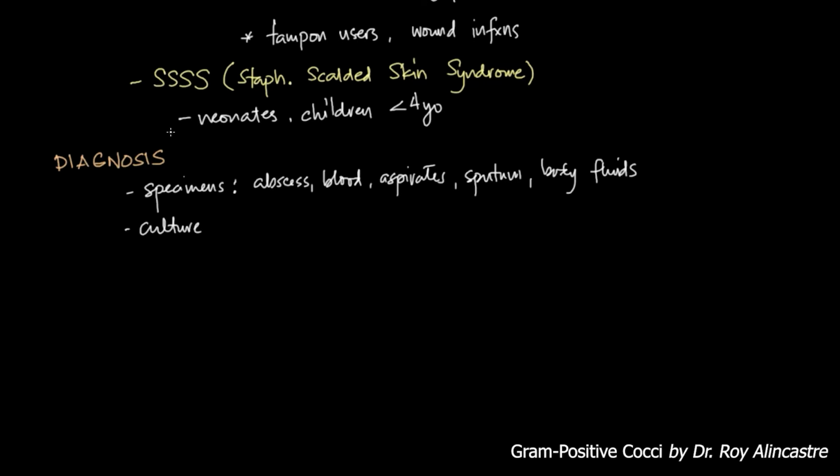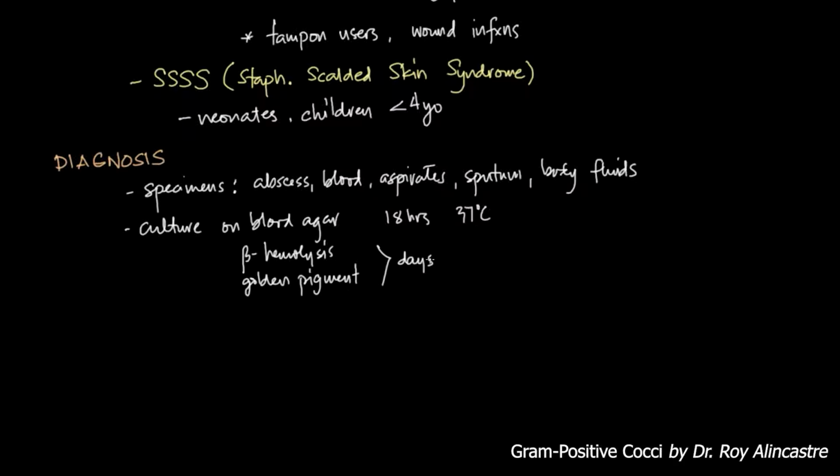Another way is by doing a culture of the specimen on blood agar plates. Staph aureus produces typical colonies in 18 hours at 37 degrees Celsius. But hemolysis, which is beta hemolysis, and the production of pigment, particularly the golden pigment formation, may not occur until several days later.